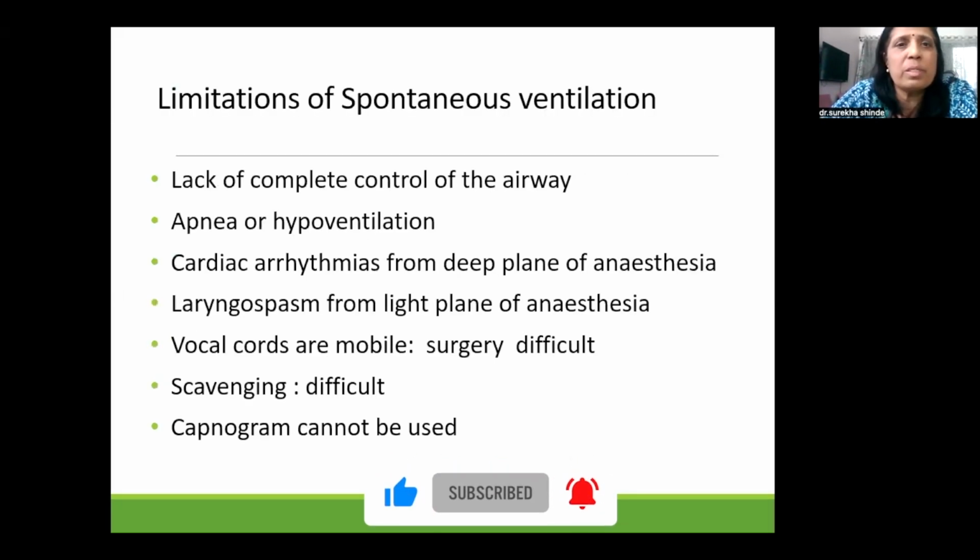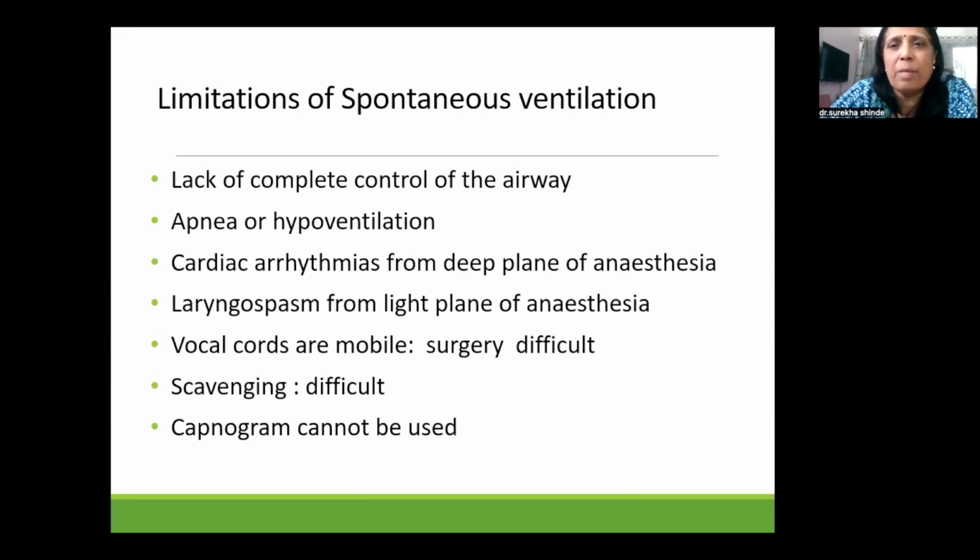So what are the limitations of spontaneous ventilation? Lack of complete control of the airway. There is nothing you can do when something happens and the surgeon is doing things. And there could be apnea or hypoventilation. Sometimes the patient can be in a very deep plane and then you can have cardiac arrhythmias. The patient can be in a very light plane and can have laryngospasm, and the problems are manifold. The patient can have problems a thousand times over because there is no tube inside and you are struggling with the airway also. Here the vocal cords are also mobile and surgery can be difficult. You are struggling and the surgeon is also struggling, and scavenging can also be difficult. And in this case, the capnograph also cannot be used.